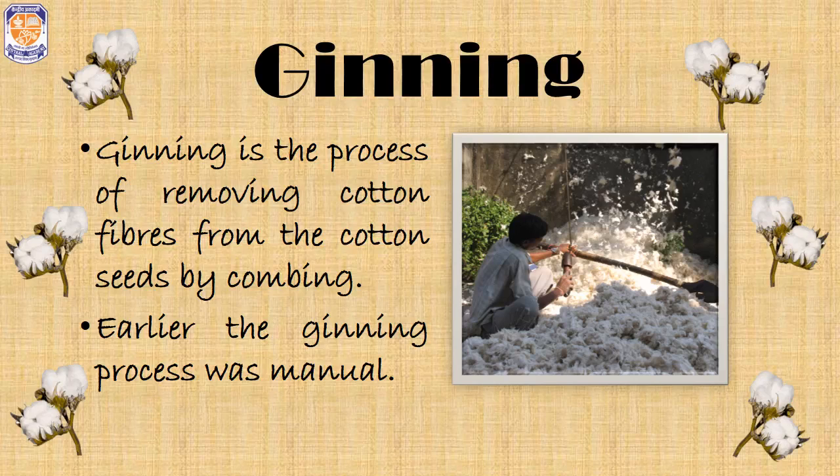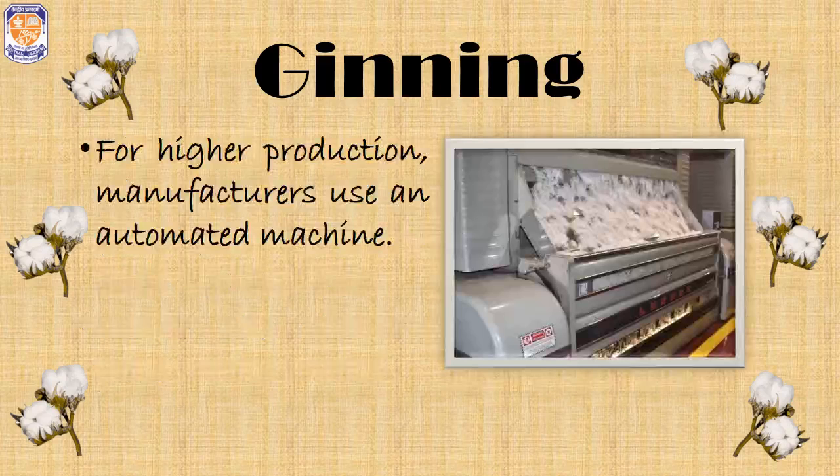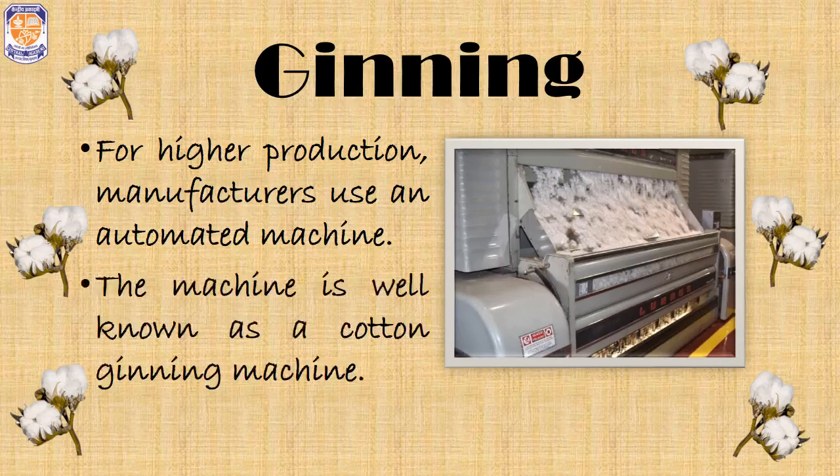So earlier the ginning process was manual, means it was done by using our hands. But for higher production, means for producing it on a larger scale in huge amounts, manufacturers use an automated machine. The picture of an automated ginning machine can be seen displayed on this page. So the machine is well known as a cotton ginning machine.